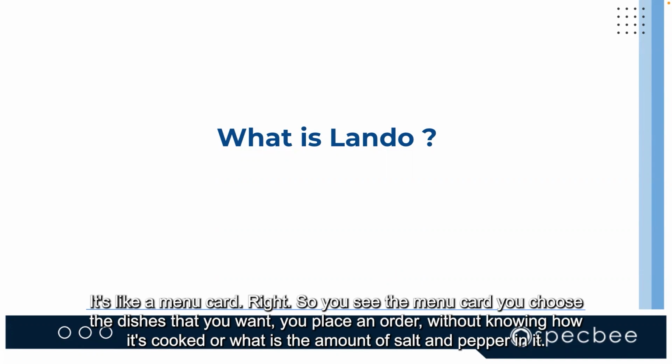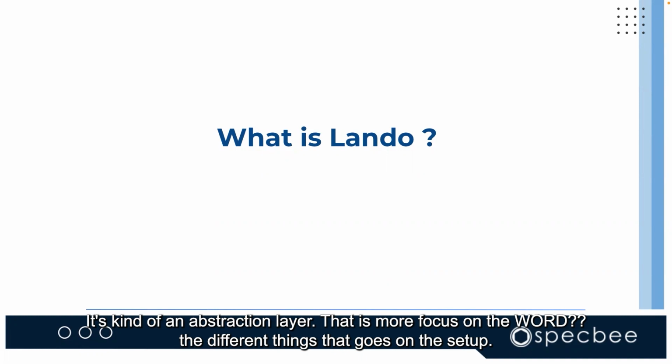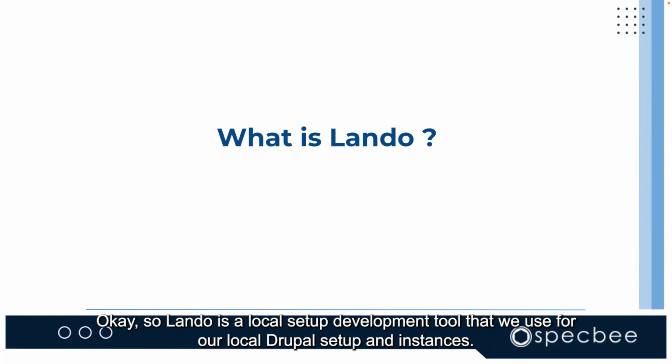It's like a menu card, right? You see the menu card, you choose the dishes that you want, you place an order without knowing how it's cooked or what's the amount of salt and pepper in it, right? It's kind of an abstraction layer. So you are more focused on your application instead of worrying about the different things that go inside for the setup. Okay, so Lando is a local development tool that we use for our local Drupal setup and instances.